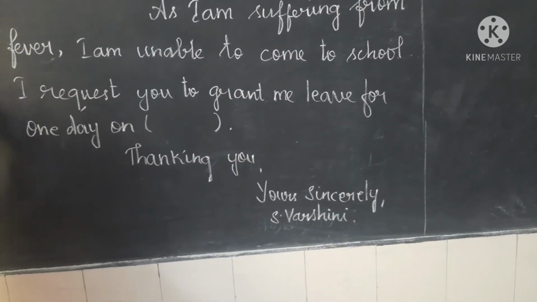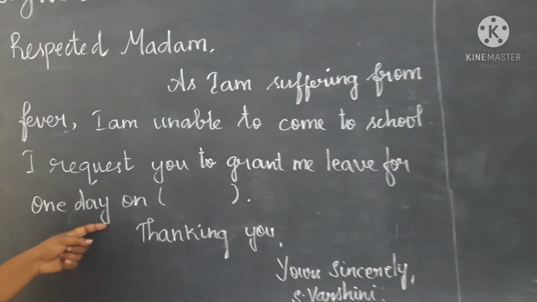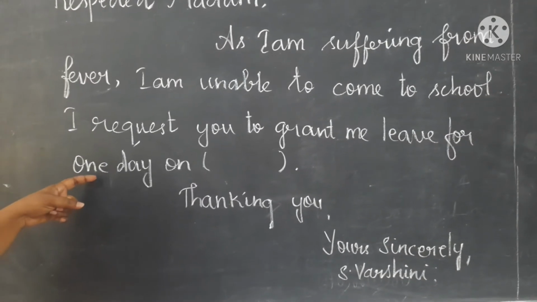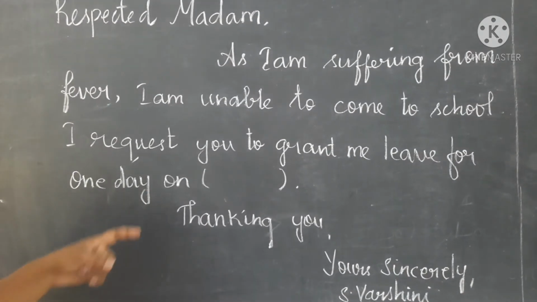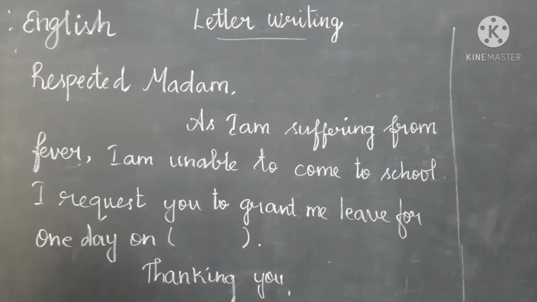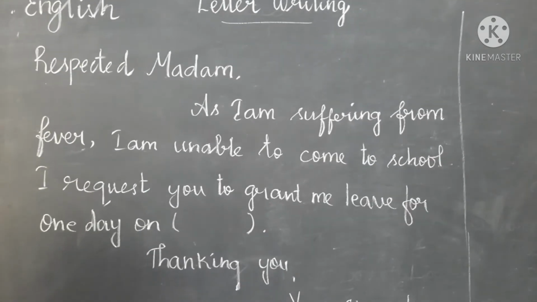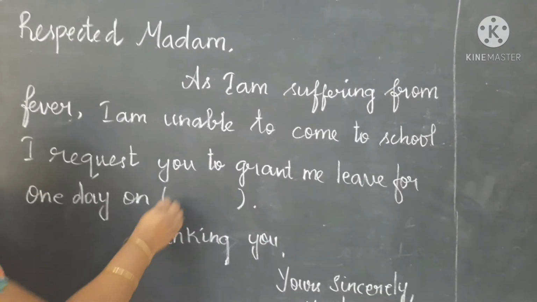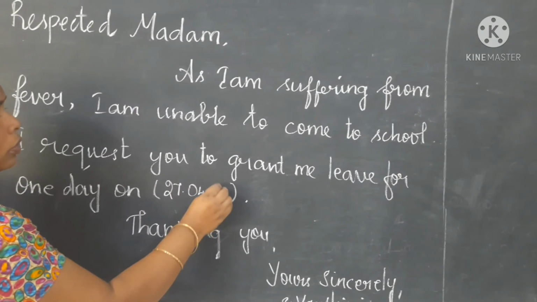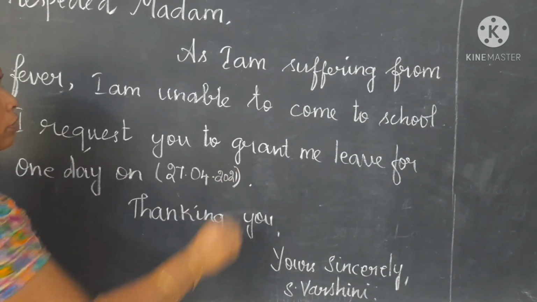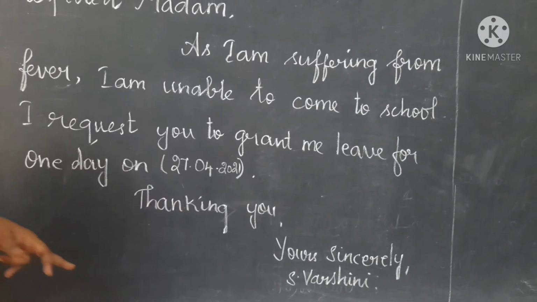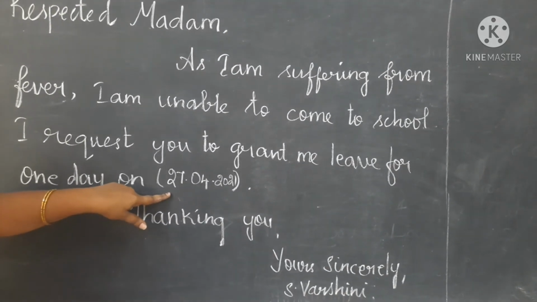If you are taking leave for 2 days, you can write 2 days. But here you have taken leave for 1 day, so I have written 1 day. On which day? If you are taking leave tomorrow, and today's date is 26 April, you can mention the date as 27-4-2021. Or you can mention the date as tomorrow. Whichever day you are going to take leave, that day you have to mention here.